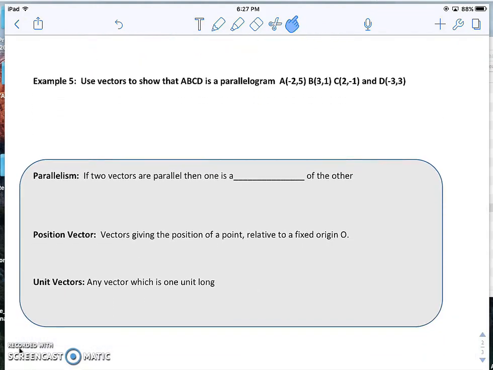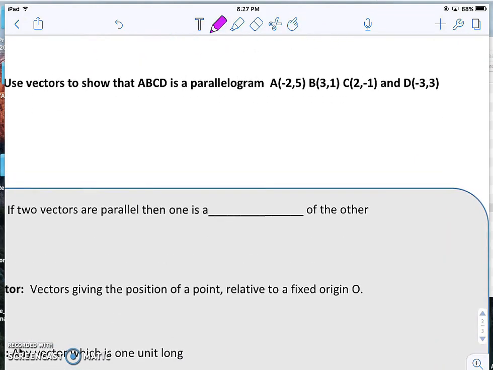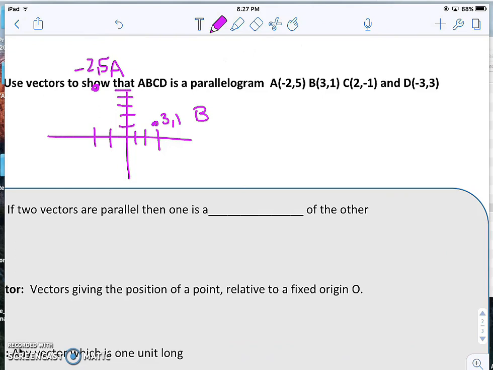This next one, use vectors to show that this is a parallelogram. So -2, 1, 2, 3, 4, 5. -2, 5, so there's A. 1, 2, 3, 1, there's B. 2, -1, C. -3, 3, D.